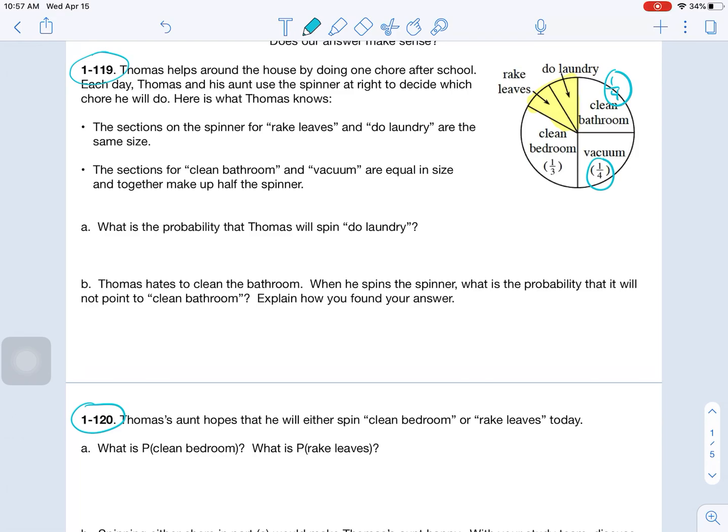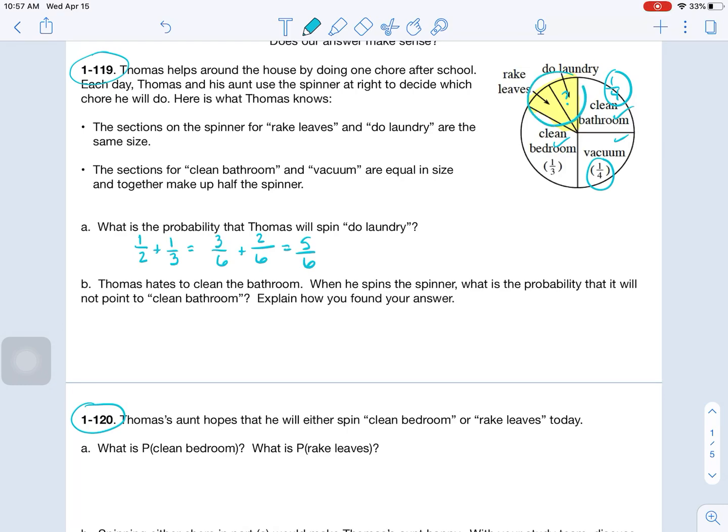So what's the probability that Thomas will spin do laundry? So we have to figure out what fraction represents that probability in that section. So if we already know most of it, let's go ahead and add up the 3 pieces that we do know. So I know 1/4 and 1/4 is already 1/2. And I'm going to add that to the clean bedroom fraction of 1/3. So, we are going to do common denominators here, which I'm going to use my least common denominator of a 6. So that's going to give me 1/2 is going to turn into 3/6, and 1/3 is going to turn into 2/6. So 5/6 represents the parts of the spinner already accounted for.